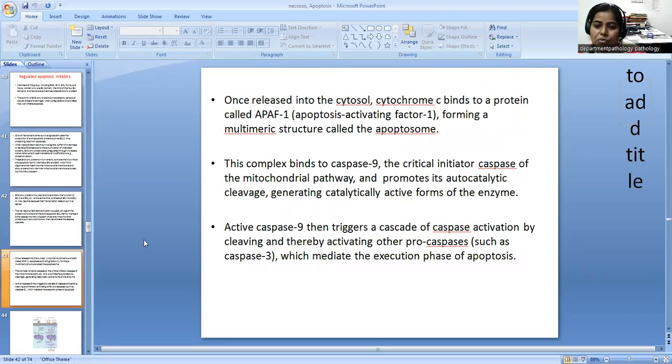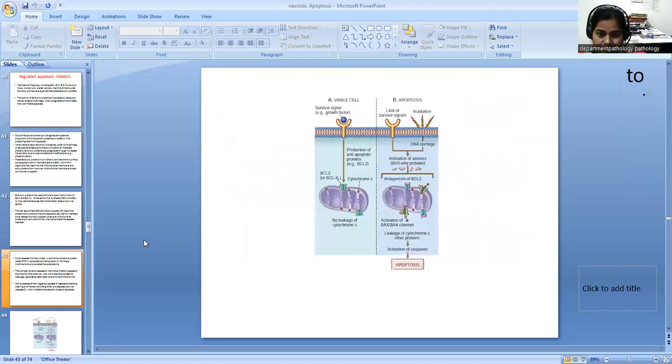Once released into the cytosol, cytochrome C binds to a protein called APAF-1, apoptosis activating factor 1, forming a multimeric structure called the apoptosome. This complex binds to caspase 9, the critical initiator caspase of the mitochondrial pathway, and promotes its autocatalytic cleavage, generating catalytically active forms of the enzyme. Active caspase 9 then triggers a cascade of caspase activation by cleaving and thereby activating other procaspases such as caspase 3, which mediate the execution phase of apoptosis.